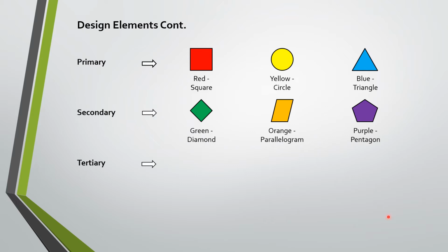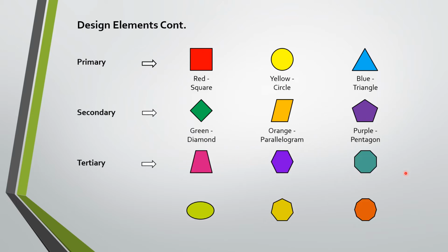So if we remember before, two primaries equals a secondary, how would we end up making a tertiary colour? So these are our tertiary colours here. So if two primaries equal a secondary, not two secondaries equal a tertiary, but a primary plus a secondary would equal a tertiary colour. So if we have a look, for the first one, we have a trapezoid as our shape, and the colour we have there is actually red purple.